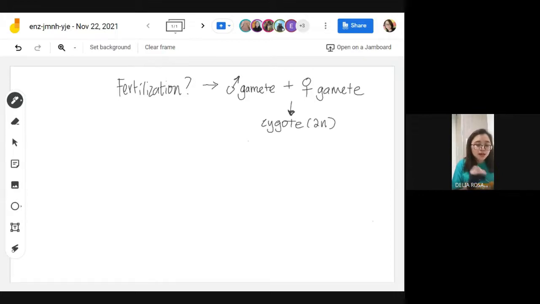How many stages are there that leads up to fertilization? Fertilization tu bila dia sudah gabung, tapi sebelum dia gabung, apa stage dia? Berapa stage dia? 4 stages. Very good, Eviliska. Anybody knows what are the 4 stages?